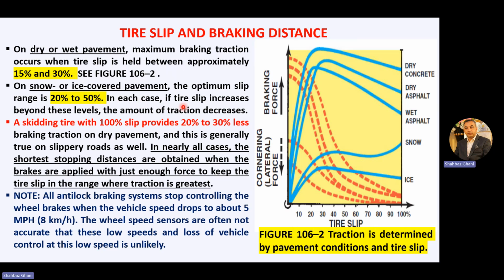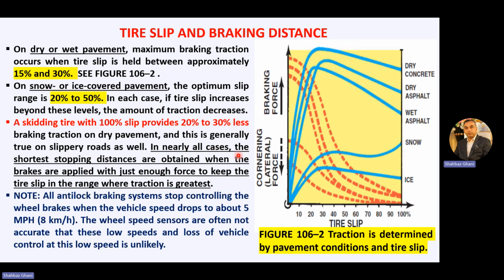In each case, if tire slip increases beyond these levels, the amount of traction decreases. So slip should be kept in these ranges. A skidding tire with 100% slip provides 20 to 30% less braking traction on dry pavement, and this is generally true on slippery roads as well.